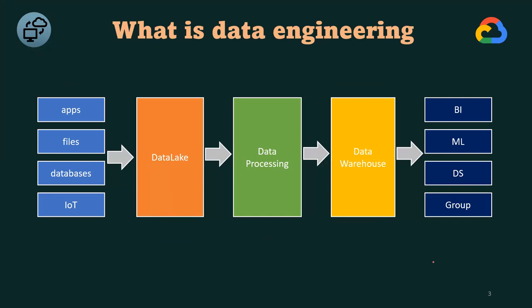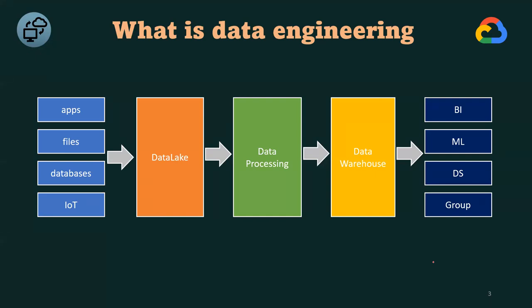Data engineering is like getting the data from multiple data sources, storing it into a single platform, and processing the data so that we can make the data into a usable format, and trying to store the data into warehouses. And our downstream people are like BI, ML, DS, and data business groups.